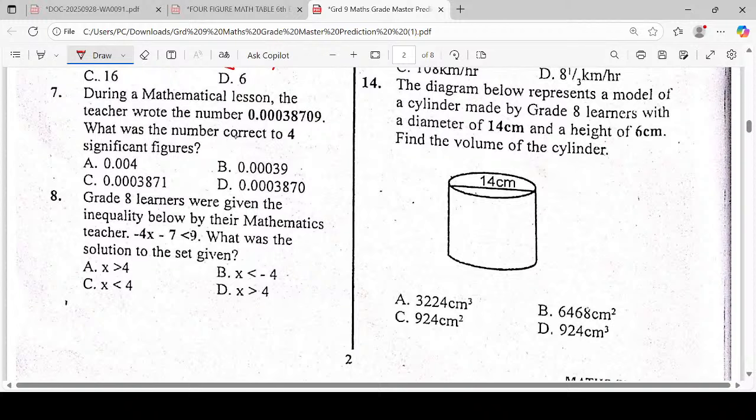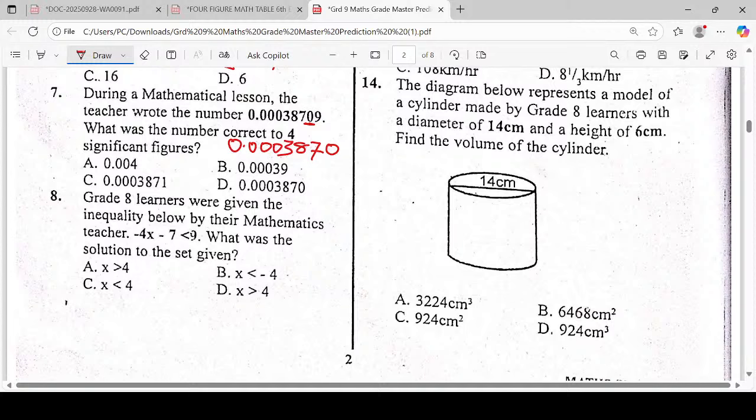It will now be 0.000. All those zeros are not significant. The first significant number here will be 3. The second significant number here is going to be 8. The third significant number will be 7. And this 0 here, because it is found in between two non-zero digits, becomes significant. Then the fourth significant digit here will be 0.